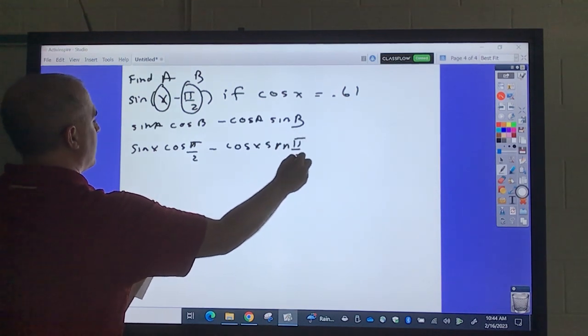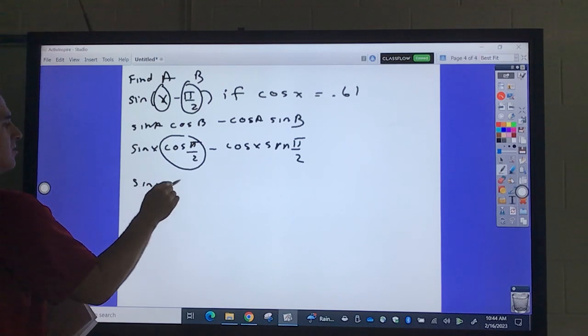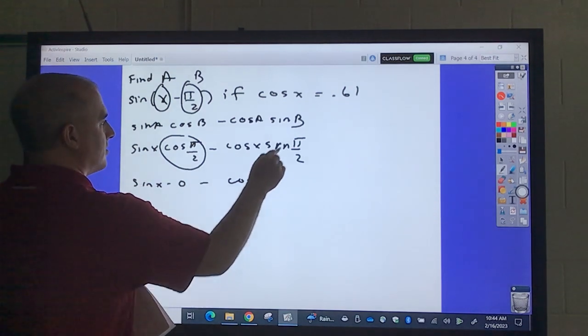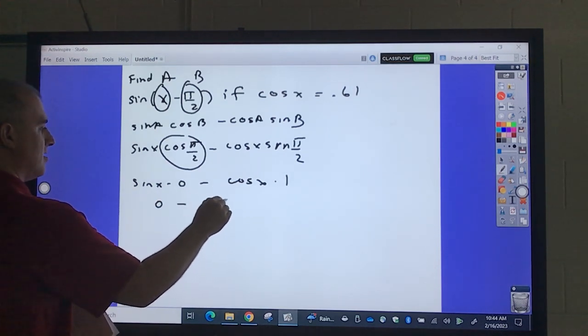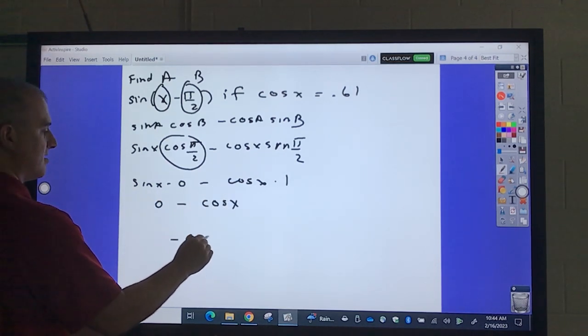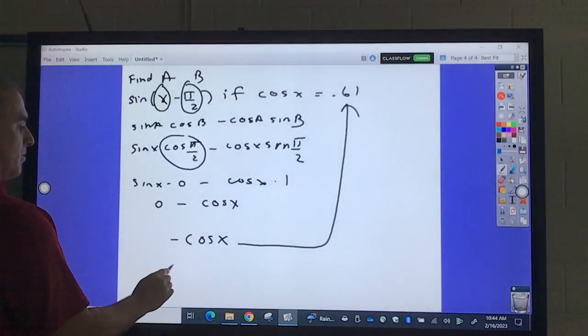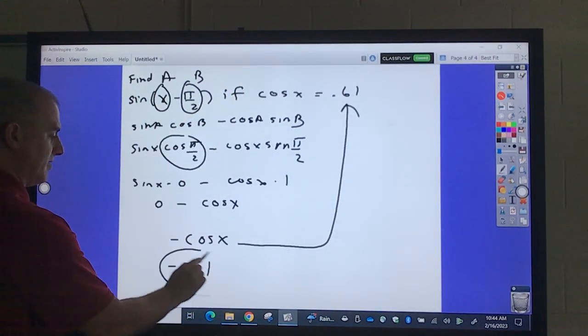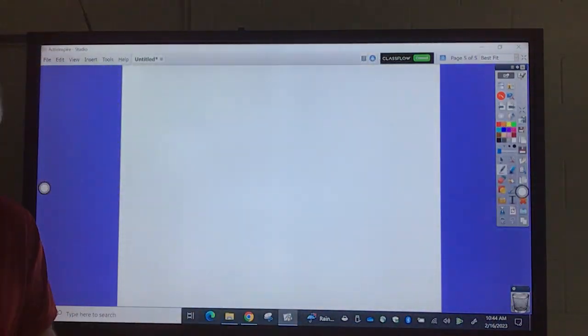Now, all you gotta do is do some calculations here. This would be 0. This would be 1. Okay, 0 times that would be 0, 1 times that would be that, 0 minus that would be that. Now, all you gotta do is look up at what you were given. It's saying cosine of x is 0.61, so negative 0.61. Okay, that's simple.